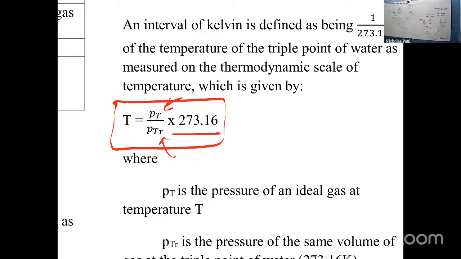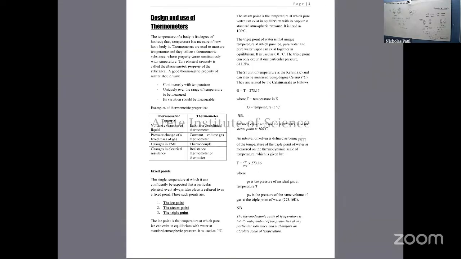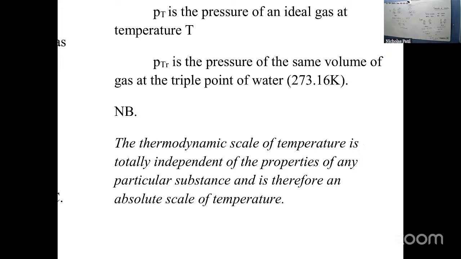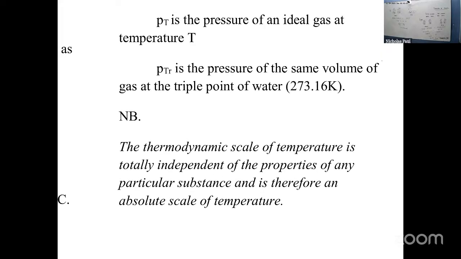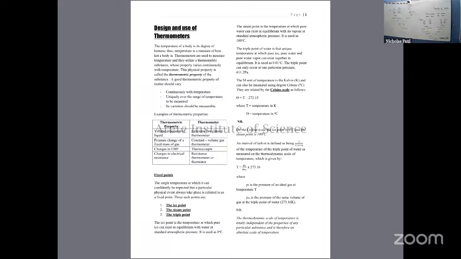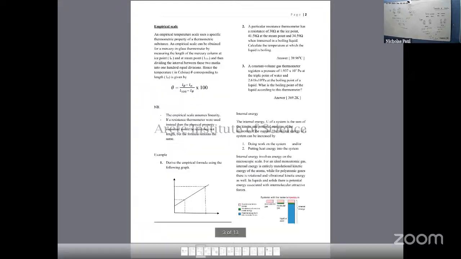One little question and then we're done. Remember, the thermodynamic scale of temperature is totally independent of the properties of any particular substance, and it's therefore an absolute scale. So it doesn't have anything to do with thermometric properties like this. Just one question and we're done. Do number 3, please.